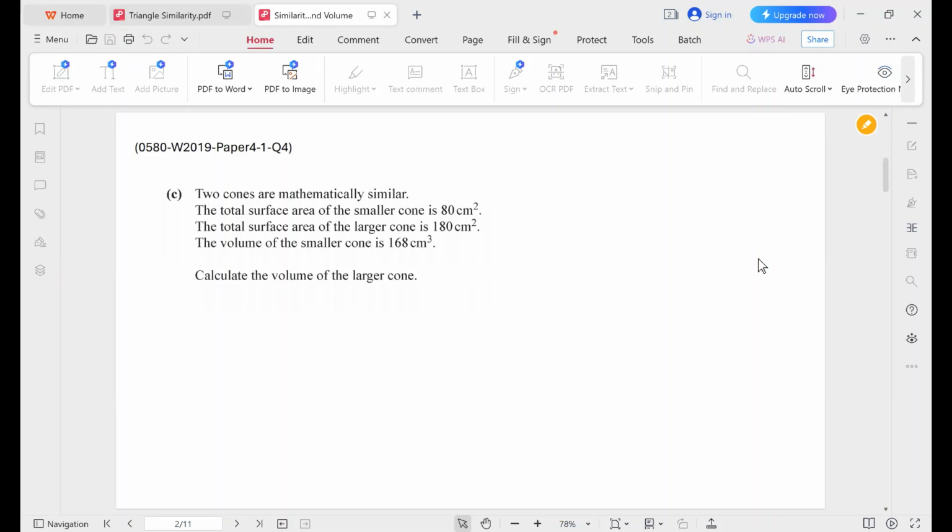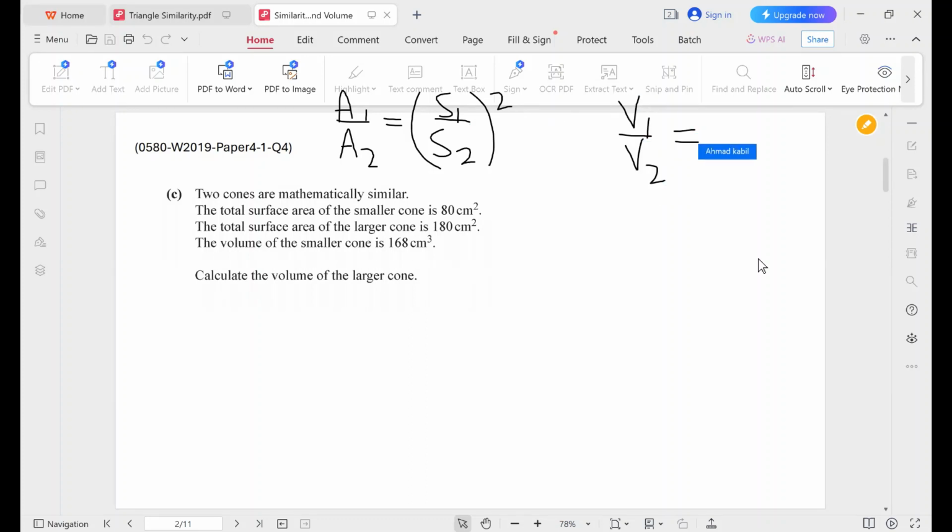So let's briefly review the rules that we discussed in previous videos. We said that A1 over A2 equals S1 over S2 to the power of 2. And we also said that V1 over V2 equals S1 over S2 to the power of 3. In this video, we shall be discussing problems that handle areas and volumes simultaneously. So the problem has both areas and volumes.